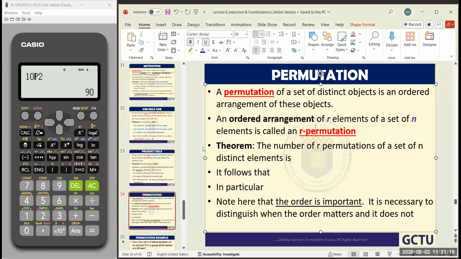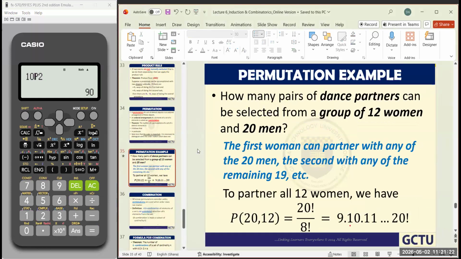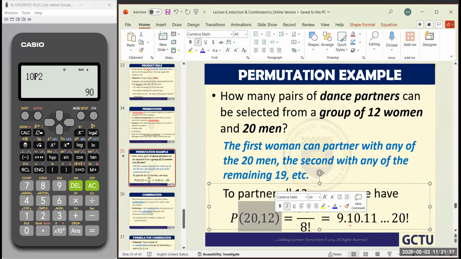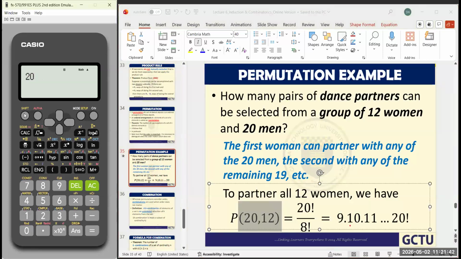But combination, this is an example of permutation, for example. It says that you want to form dance partners. Selected groups are 12 women and 20 men. So it means that we have 20 permutation 12. So here it becomes 20, shift, and then the permutation sign, then the 12. And you see that the answer is some big number.